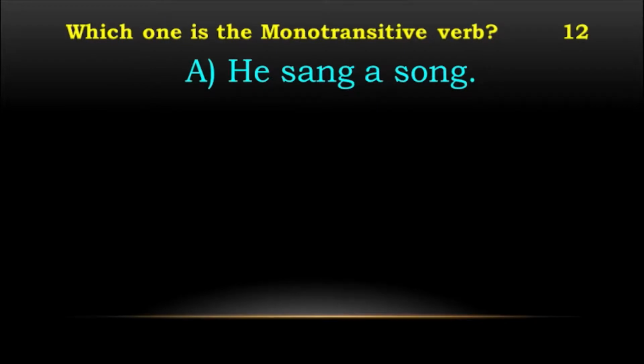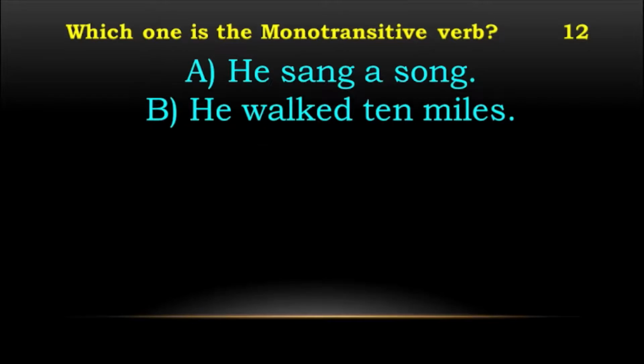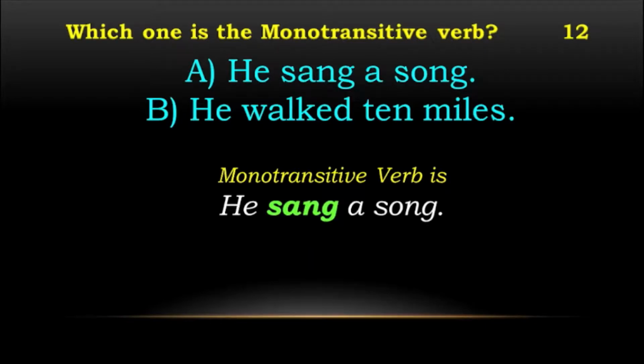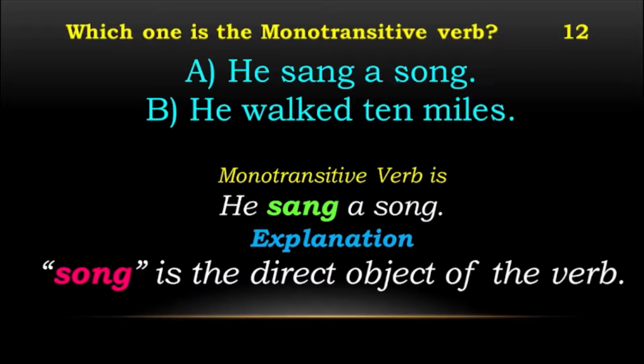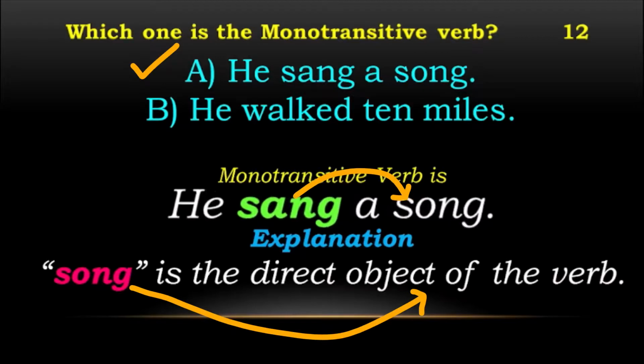He sang a song. Question number 12, monotransitive. He walked 10 miles. Yes, 10 miles. This is intransitive, and sang a song is your monotransitive verb. Only one object is there. Song is the direct object of the verb.